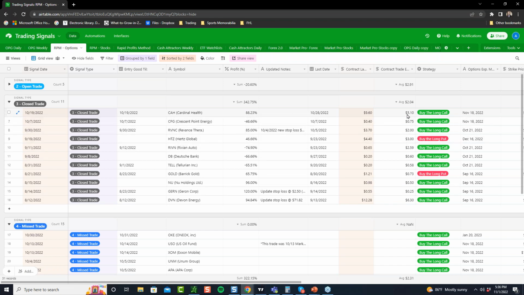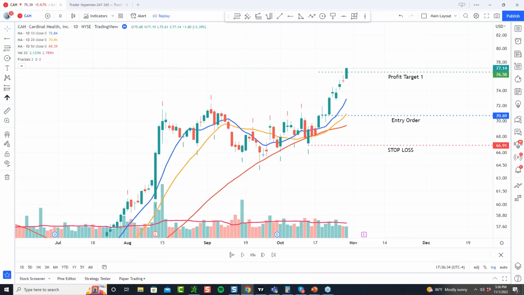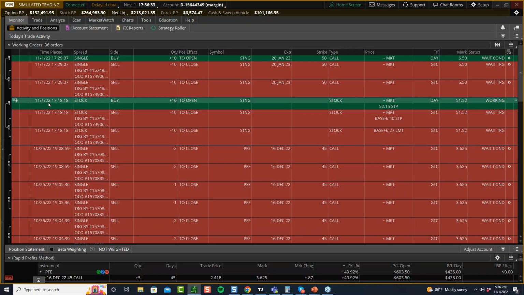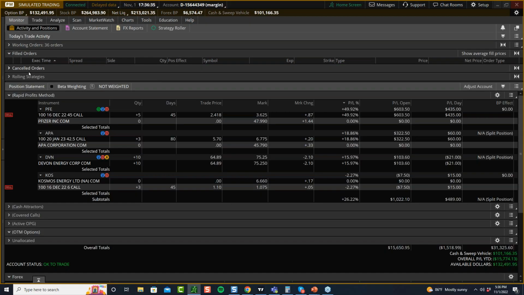88% got it in at $5.10, closed out at $9.60. That's the profit. 1, 2, 3, 4 losses, 7 winners. Okay, 342%. Active open positions as of right now are here. You can see them all right here.